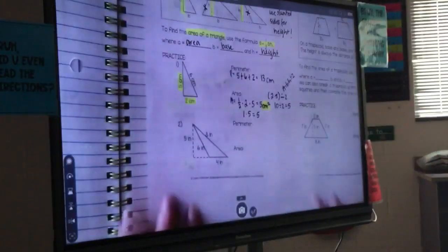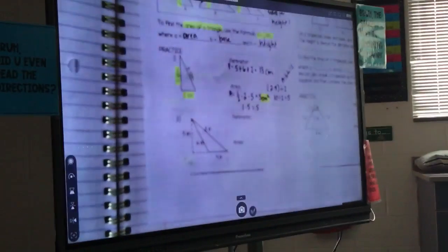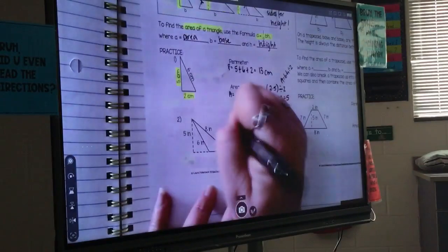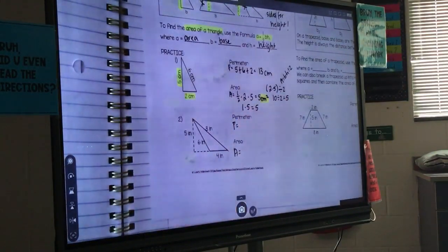All right, so the next one I want you guys to do as a group. So I want you to do number 2. So find the perimeter and then find the area. Stand up when you guys are done.